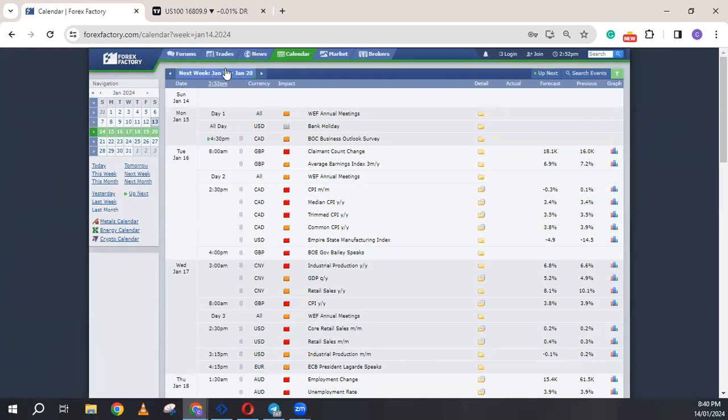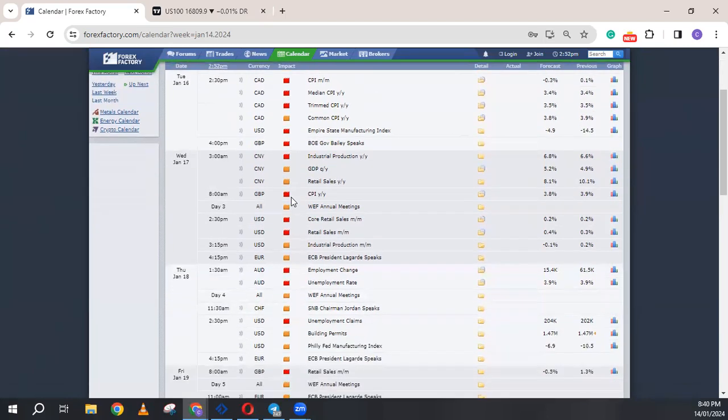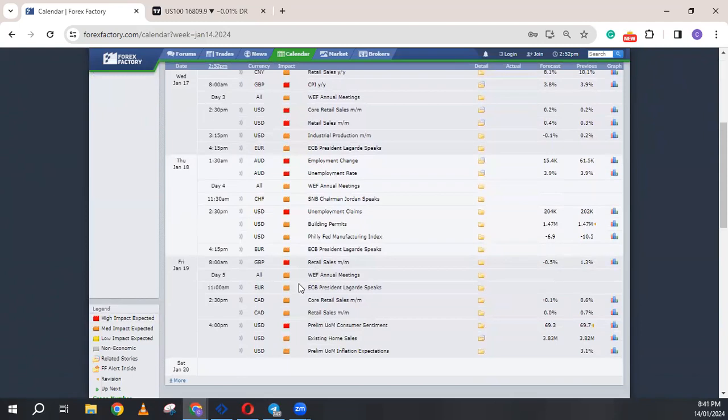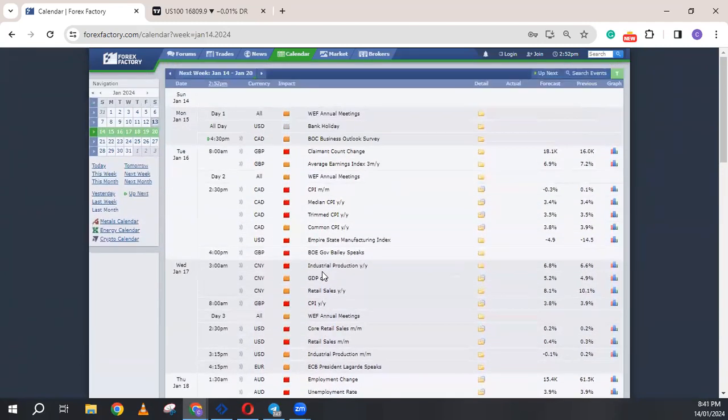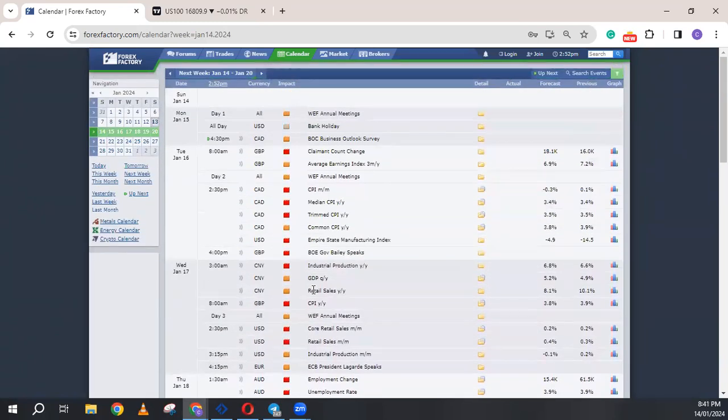As always, we're going to start off with the economic calendar. After that, we're going to go over to the pairs. Looking at this week, we don't have that much rate news, although we have unemployment for the Aussie dollar and some high impact news on Wednesday, unemployment claims on Thursday, and GBP rate news. GBP retail sales, no rate news this week.